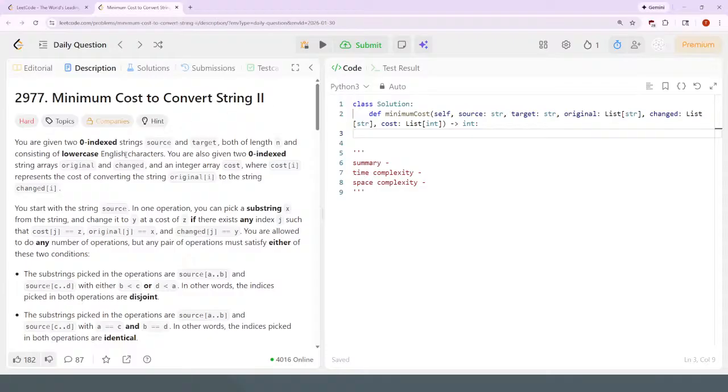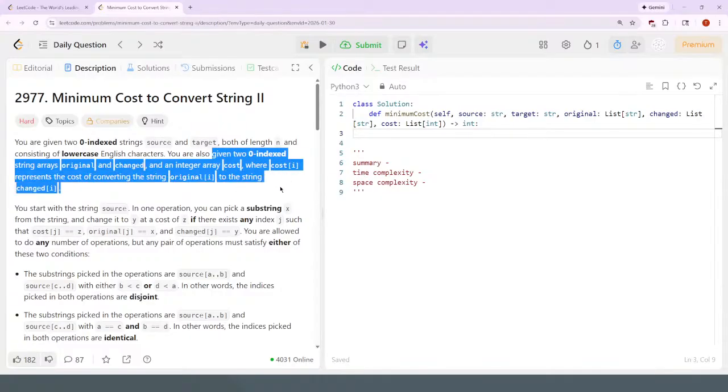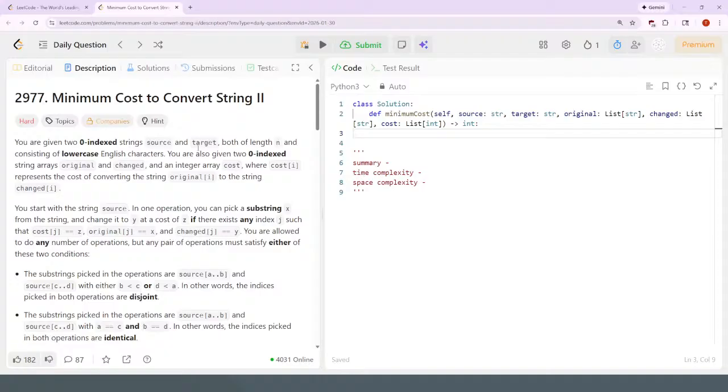You're given 0-indexed strings, source and target, both of length n and consisting of lowercase English letters. You're also given two 0-indexed strings, original and changed, and an array cost, where cost[i] represents the cost of converting string original[i] to string changed[i]. Now why should they? Much easier if they just gave us a 2D array, whatever.